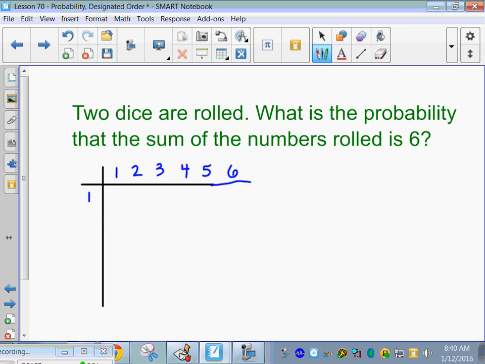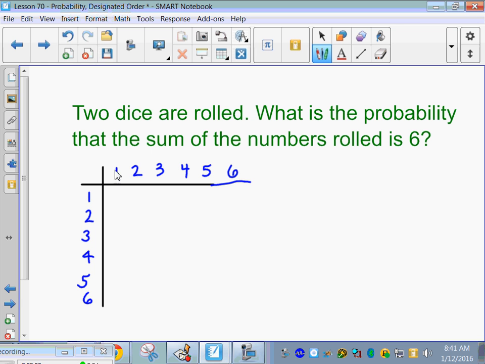And for the other dice, we can get a 1, a 2, a 3, a 4, a 5, and a 6. Okay, those do not count towards our actual probability because we have to find the sum of the dice. What is the probability that the sum of the numbers rolled is 6, right?